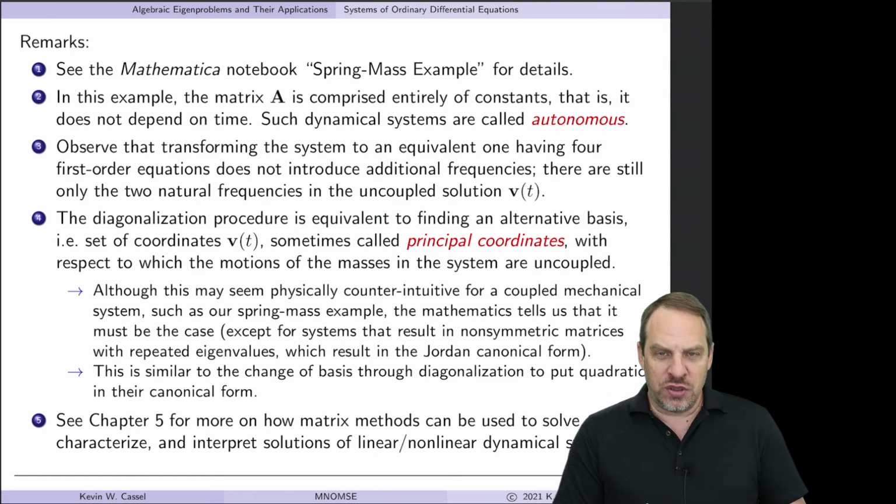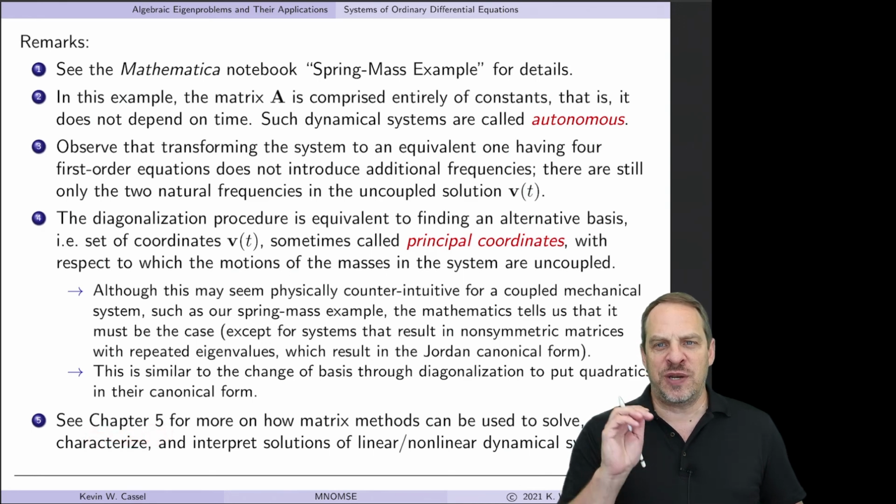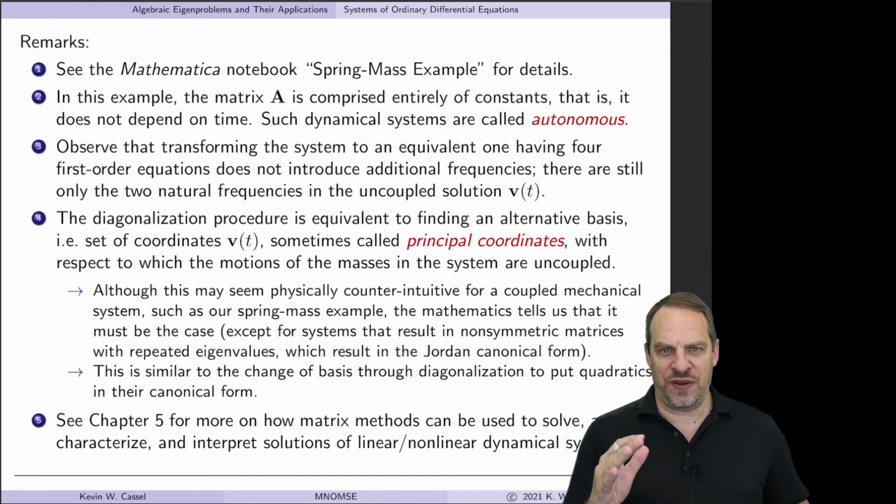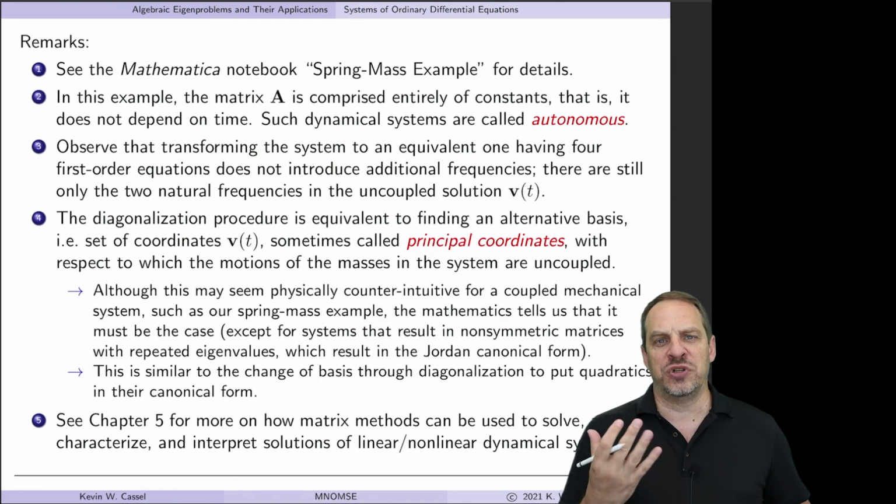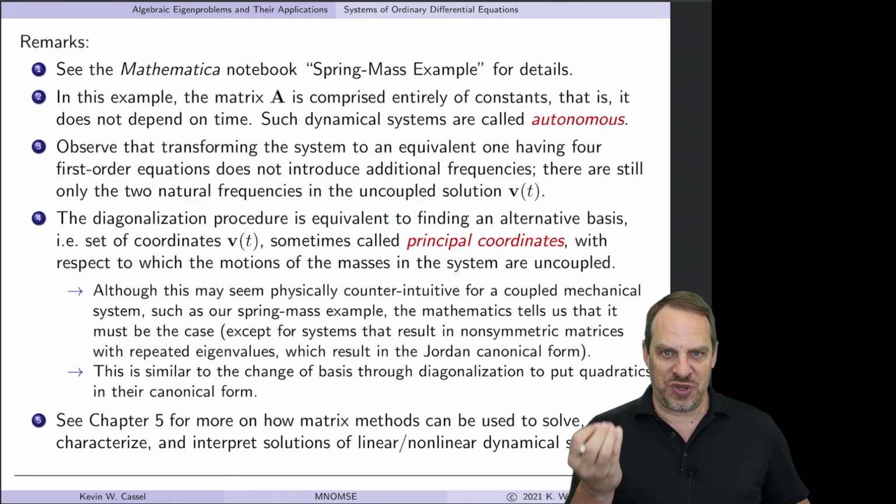Again, as I've done in a previous video, let me point you ahead to Chapter 5. So in Chapter 5, we're going to look more at dynamical systems, both linear and especially nonlinear. We'll take a look at some of the interesting behaviors that can occur and look at some really interesting examples where those behaviors arise.